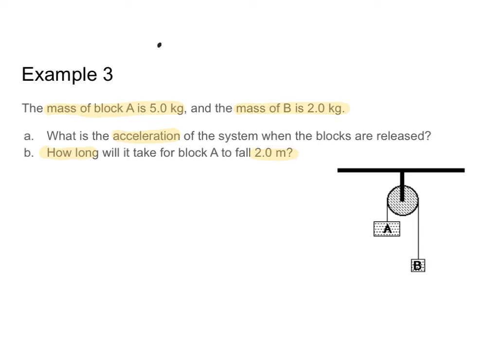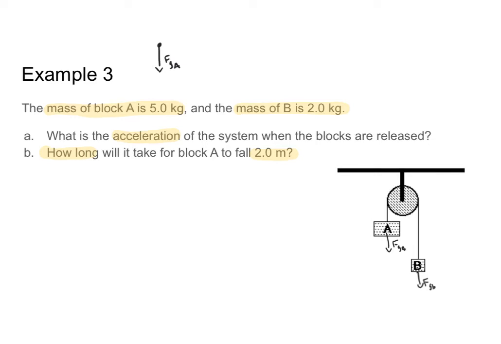So I know that the force of gravity on A is pulling block A down. However, there's something keeping block A from falling as quickly as it normally would. And that's that block B is pulling in that opposite direction. So we've got the force of gravity on A and the force of gravity on B.